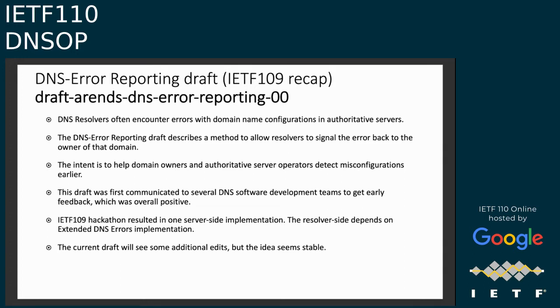So what I'm talking about is draft-errands, DNS error reporting. I happen to be a co-author. My other co-author is Matt Larson. The idea is basically that DNS resolvers, when they encounter an error, instead of just burying the error in the log, can maybe communicate this with the owner of that domain that's failing, or the operator of the authoritative server. And the draft describes a method on how to do this.